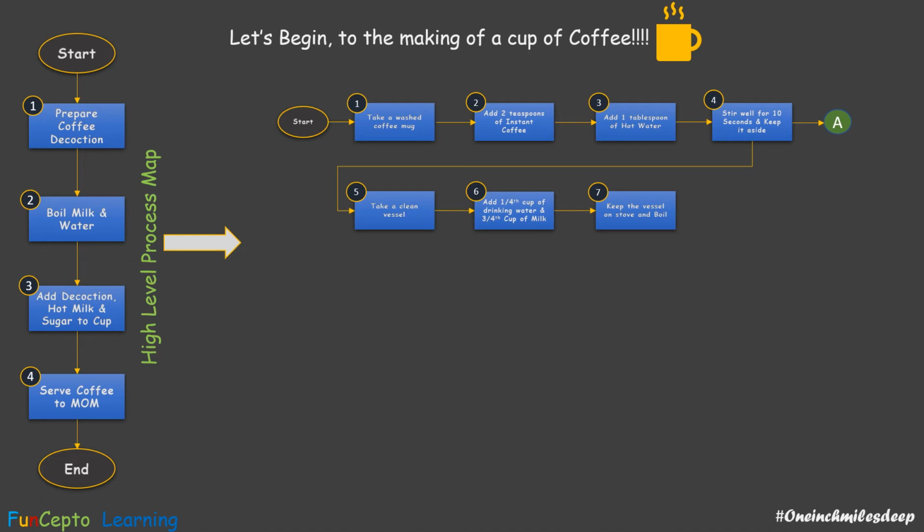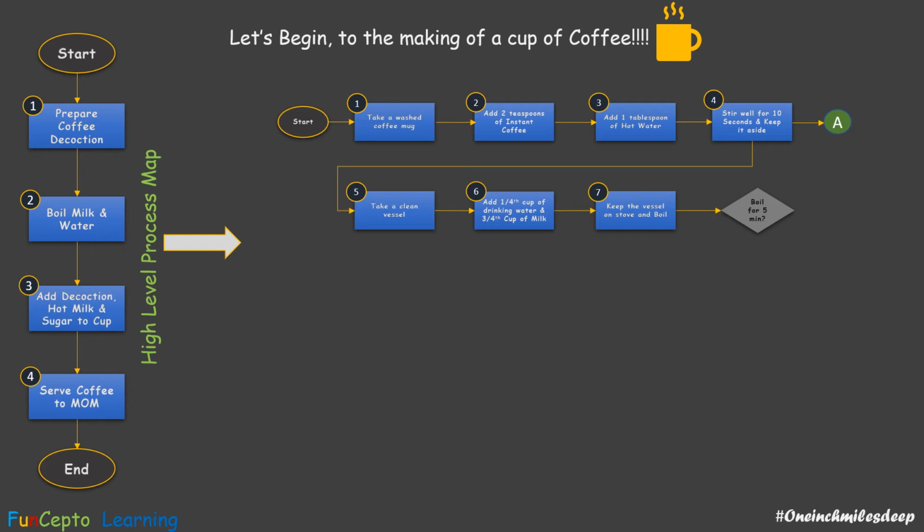Now keep the vessel on the stove and boil, right? So that's the next step. If you remember, for each and every step, I'm naming that step. I'm giving a sequence to that step so that it is pictorially very clean, and anyone who just follows this process is able to easily make a cup of coffee. And that's how detailed it should be. That's how specific it should be.